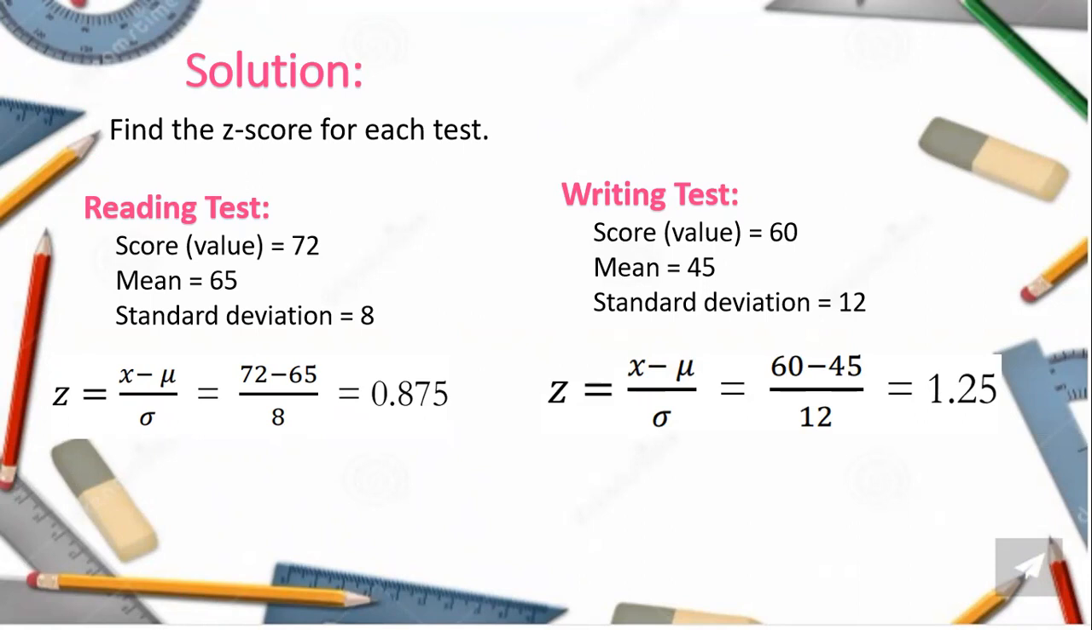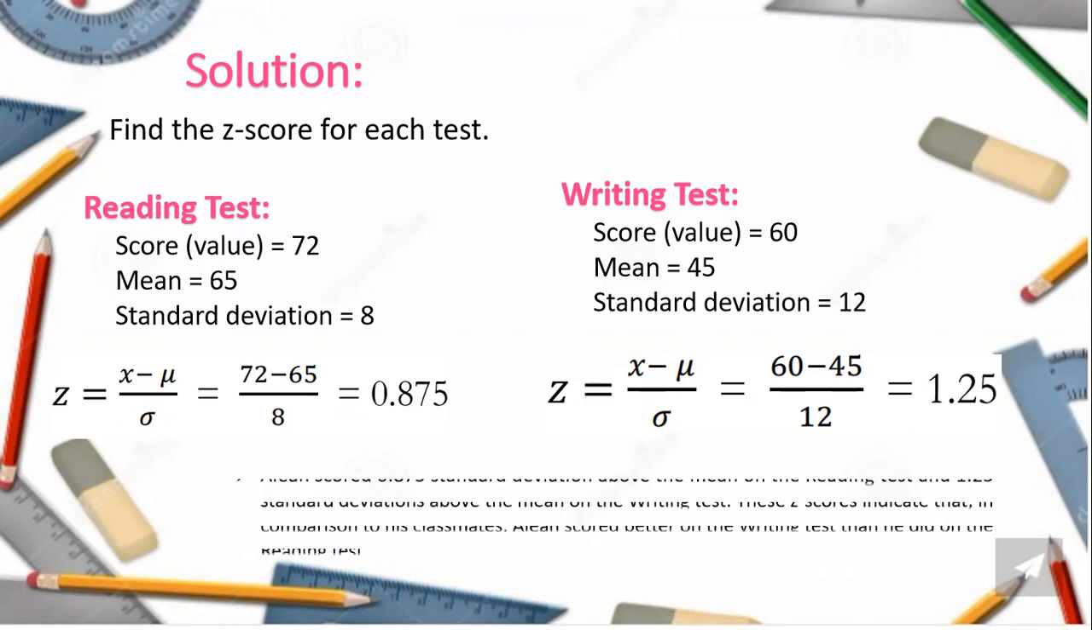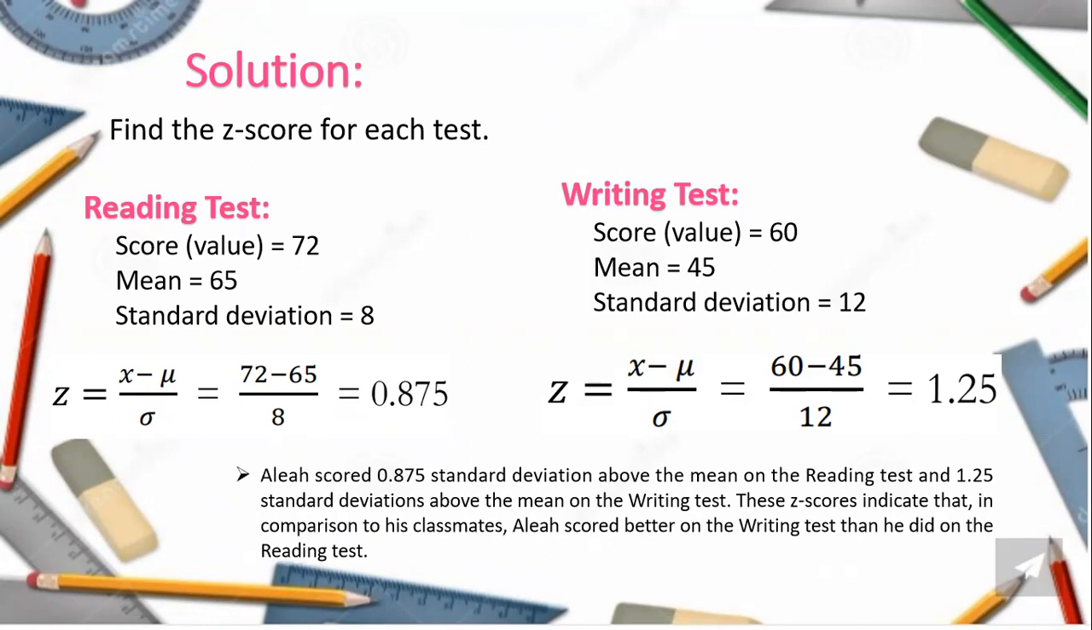Comparing these two values, Aliyah got a higher z-score in the writing test. Thus, these z-scores indicate that in comparison to her classmates, Aliyah scored better on the writing test than she did on the reading test, given that Aliyah got a higher z-score in her writing test, which is 1.25, compared to the z-score in her reading test, which is 0.875.